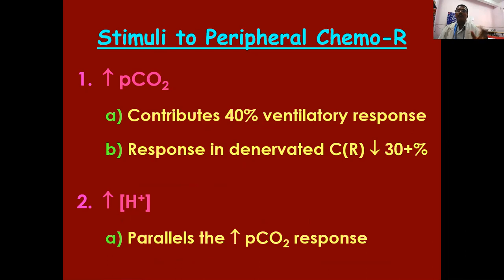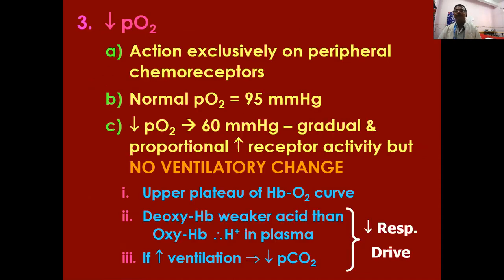Stimulation of the peripheral chemoreceptor: increased partial pressure of carbon dioxide. When the blood carbon dioxide level increases, it is highly sensitive to the chemoreceptor. It contributes to 40% of the ventilatory response. When the response is denervated, there is a decrease of 30 percent. The increased hydrogen ion response parallels the increased partial pressure of carbon dioxide response, and then decreased oxygen pressure.